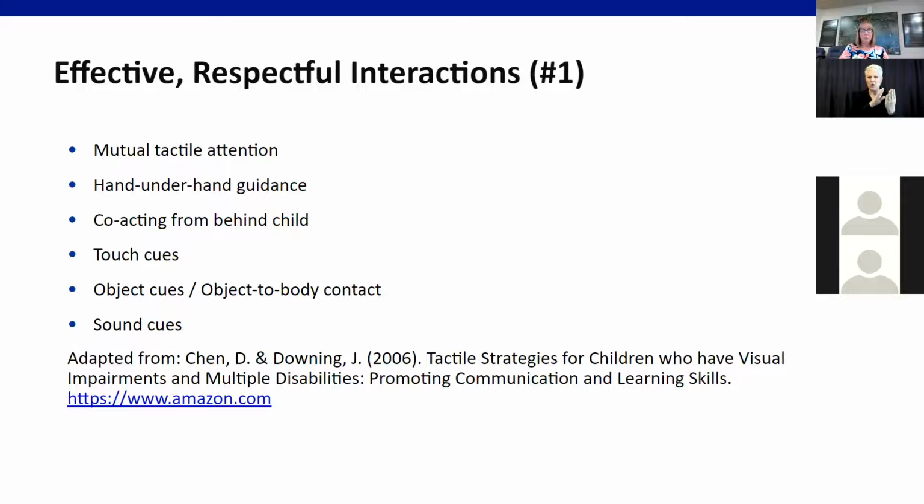I don't know how many of you had a chance to read, and this was quite a long time ago, I think in maybe the late 90s, early 2000s, Chen and Downing actually wrote a book on interaction techniques when you're working with a child who is deafblind, and ways to give that child more control of their body and more control of situations, and ways for us to pull back. The first one is mutual tactile attention.